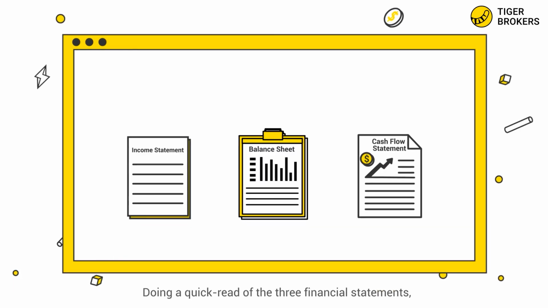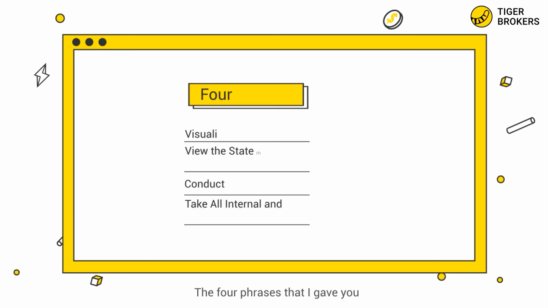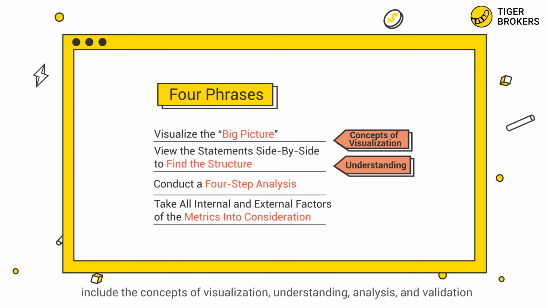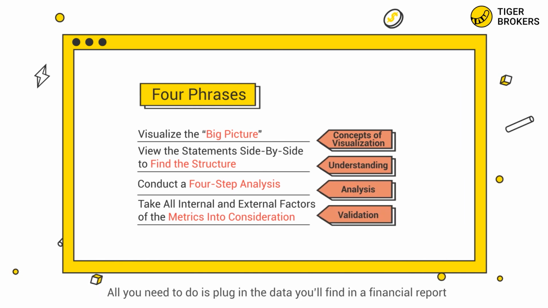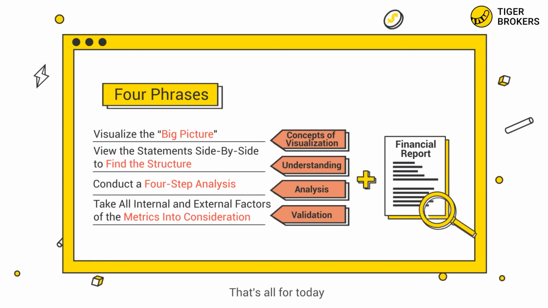Doing a quick read of the 3 financial statements, you need to look at them as a whole. The 4 phrases that I gave you include the concepts of visualization, understanding, analysis, and validation. All you need to do is plug in the data you'll find in a financial report. That's all for today.